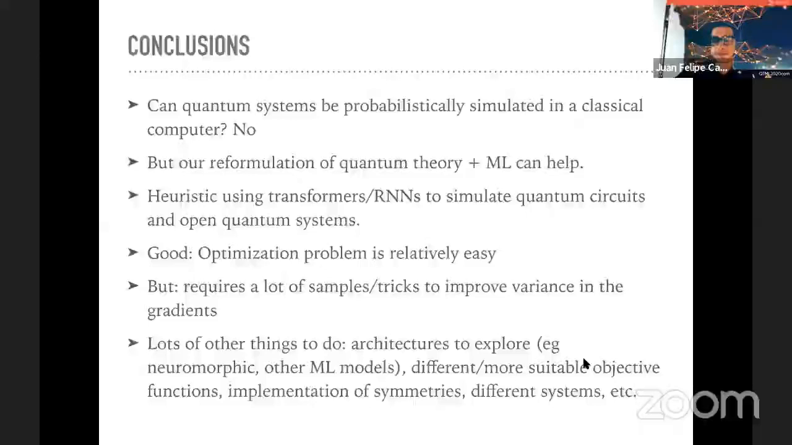All right. Thanks, Juan, for a great talk. So looking at the Q&A channel, there seem to be two questions. First question by Vladimir: why do RNNs allow for exact sampling?